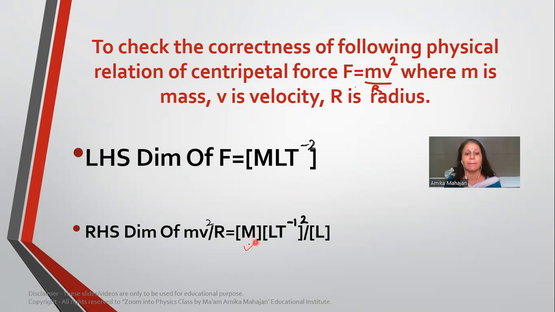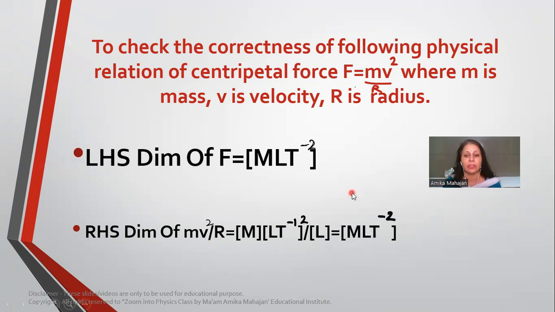Mass will have dimension M, velocity will have dimension L t to the power minus 1. Further, this is a square term, so whole square divided by radius, which will be L. Now how can we write this? M L to the power square, this power goes inside. t to the power minus 1 into 2, minus 2, and in the denominator what is there? L. So 1 L will cancel. So what is left? M L t to the power minus 2.